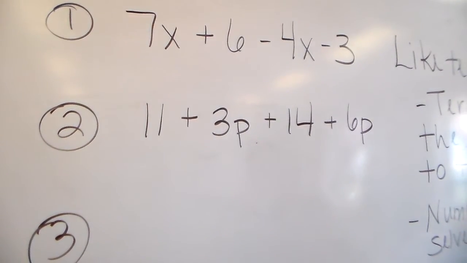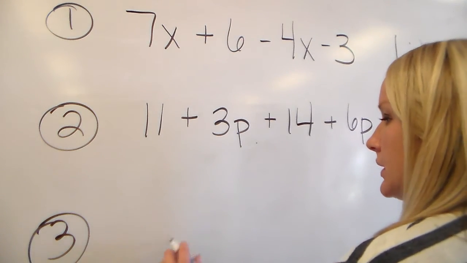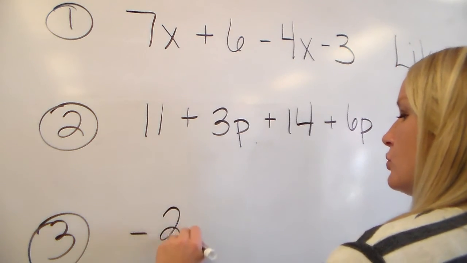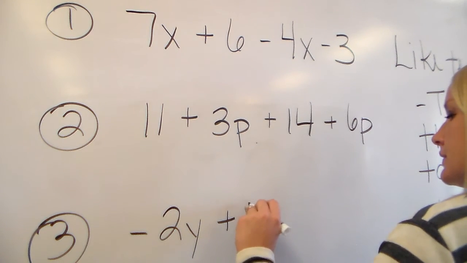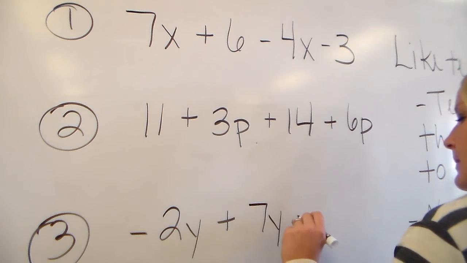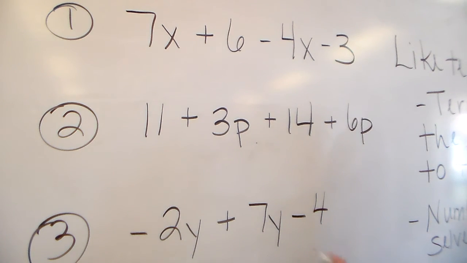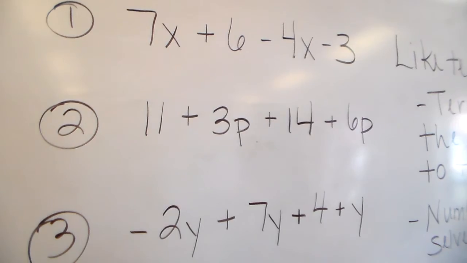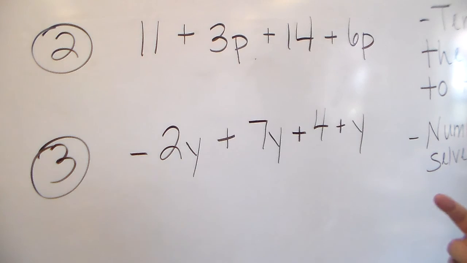And then lastly, number 3, we'll use the variable y. So let's say I have negative 2y plus 7y minus 4. Let's make that plus 4 because that's going to confuse you. And then plus another y. So be careful with this one. We have a negative and we also have a few that are the same. Okay? Keep that in mind.